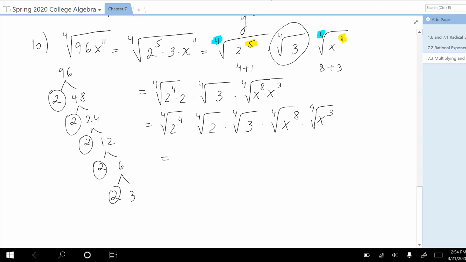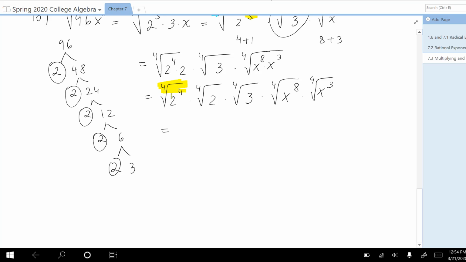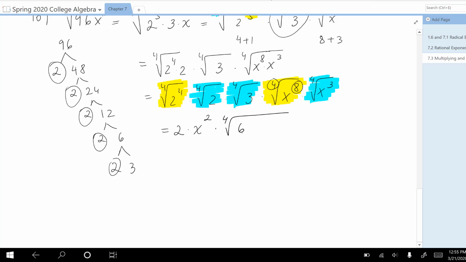So I just separated. So now what is 4th root of 2 to the 4th? Well, since the exponent and the index are the same, we just get 2. So I did the yellow one. The next one is 4th root of x to the 8. That means x to the 8 divided by 4, so x squared. And that's pretty much it. Now let's do the blue ones. Well, the blue ones cannot be simplified anymore because there is no power more than 4 inside. So then I'm just going to copy them together as 4th root of 6x to the 3rd, and that's it, simplest form.